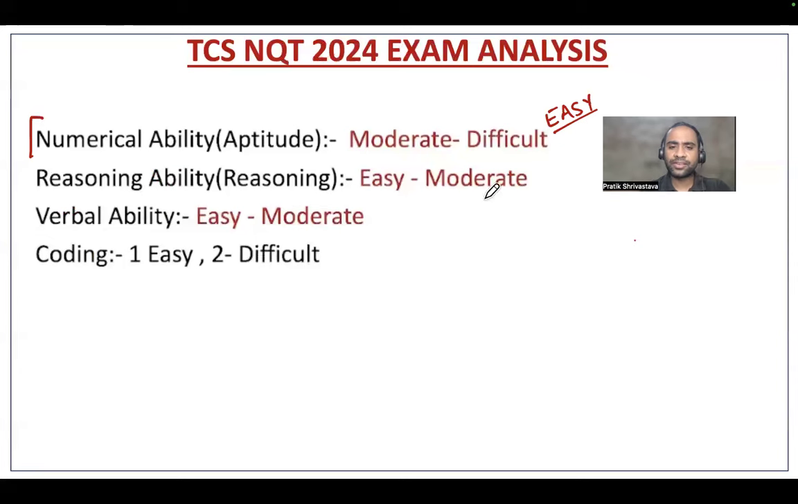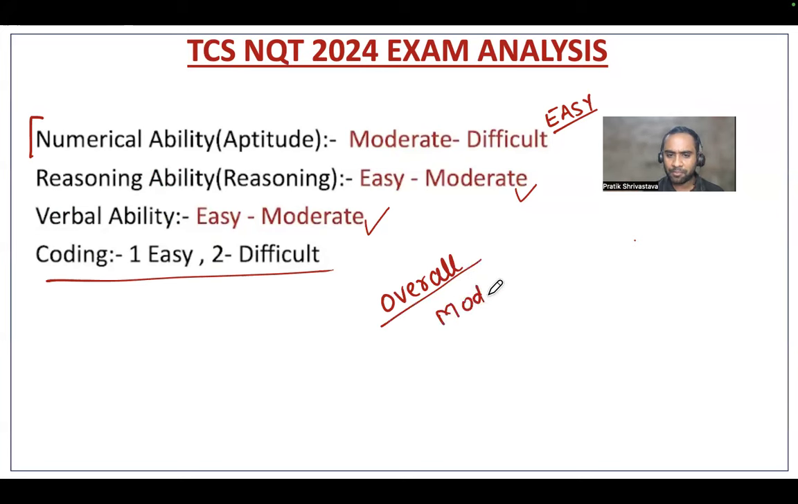Reasoning ability will be easy to moderate, and verbal ability will also be easy to moderate. And in coding, there will be two coding questions. The first question will be easy and the second question will be difficult. So overall, if you talk about the TCS NQT examination, it will be moderate. It will not be easy, and it will not be very difficult, but of moderate level. The questions will be of very good level.